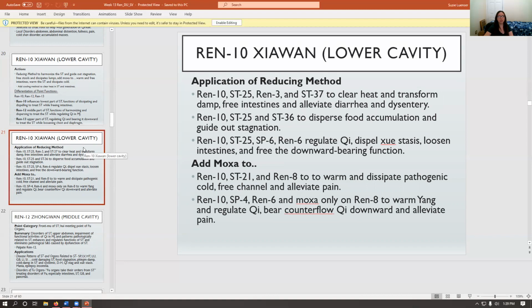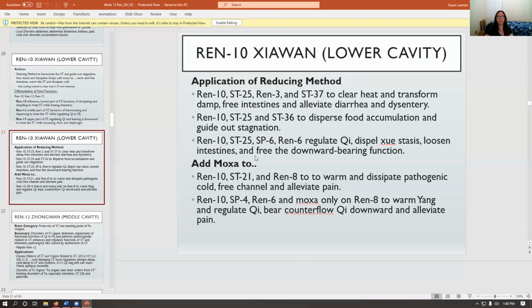All right, so point combinations, we can see Ren 10 combined with stomach 25 a few different times. We know that stomach 25 being the front mu of the large intestine, it's going to have an action on the intestines, so we can guess where those point combos are going to go just from there. First one we've got with Ren 3 and stomach 37. That is going to help get rid of damp in the intestines, stop diarrhea. Add in stomach 36 for food stagnation. Add in spleen 6 for blood stasis, as well as qi stasis.